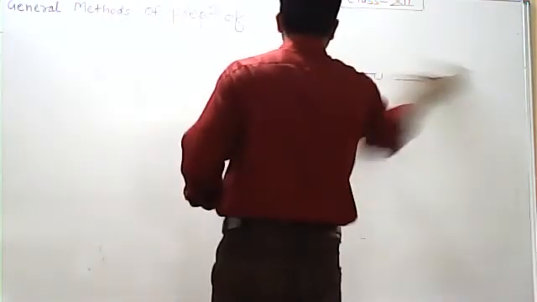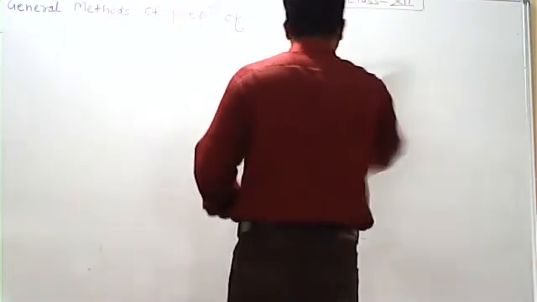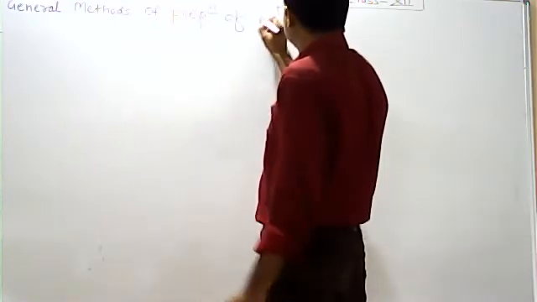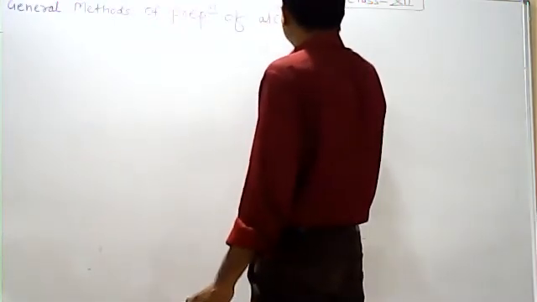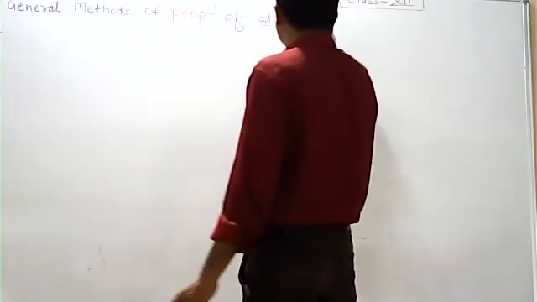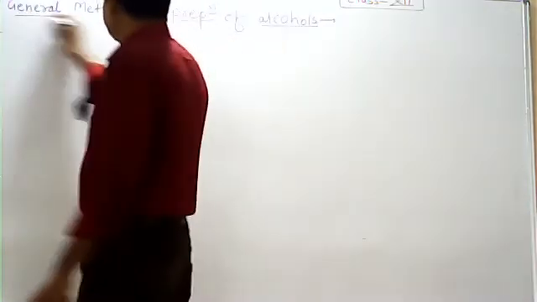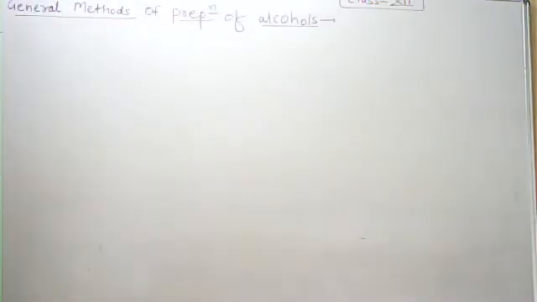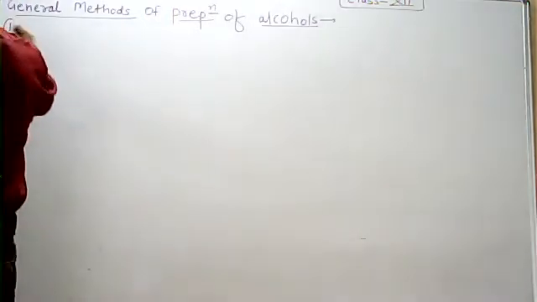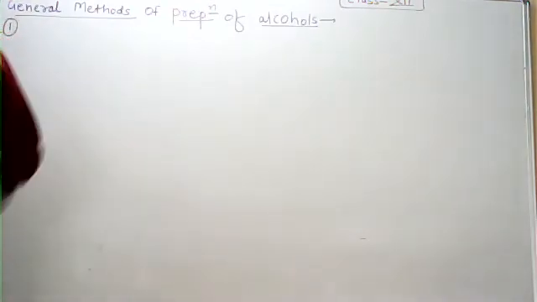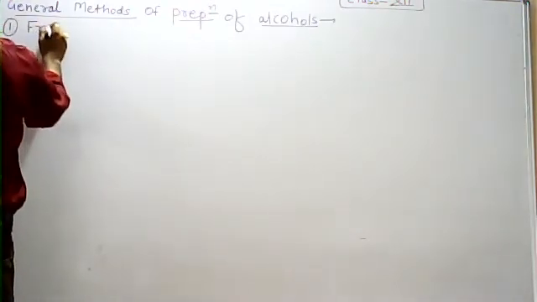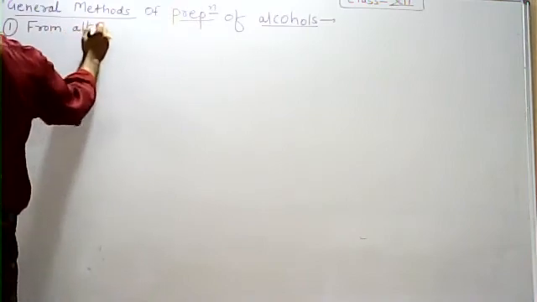General methods of preparation of alcohols. So in general methods of preparation of alcohols, some methods we have discussed in the haloalkanes chapter. That is the first method: from alkyl halides.